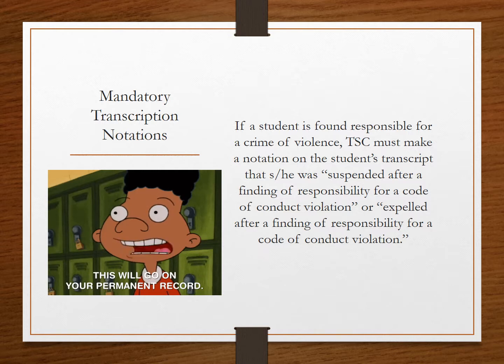The transcript notations can be appealed by contacting the provost. Transcript notations for violence-related suspensions shall not be removed prior to 1 year after conclusion of the suspension. Transcript notations for violence-related expulsions shall never be removed from a student's transcript. If a finding of responsibility is vacated for any reason, however, the transcript notation must be removed.